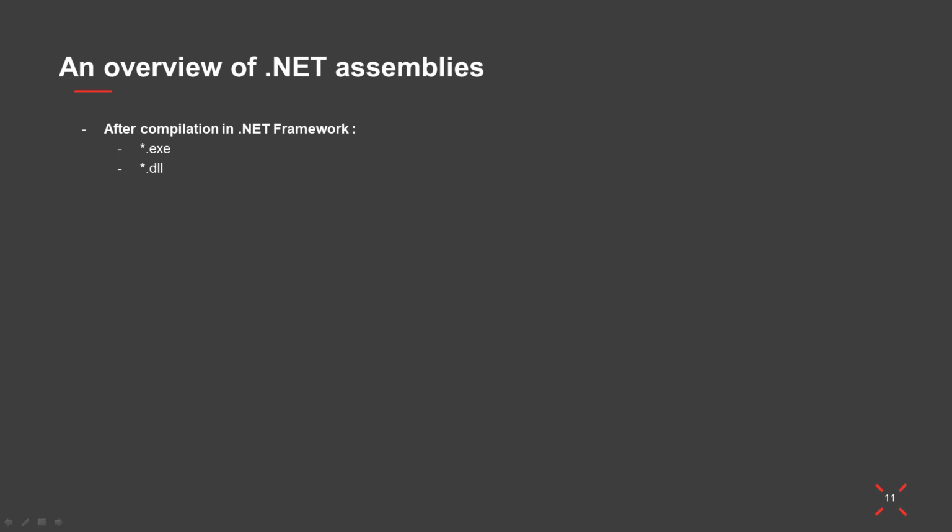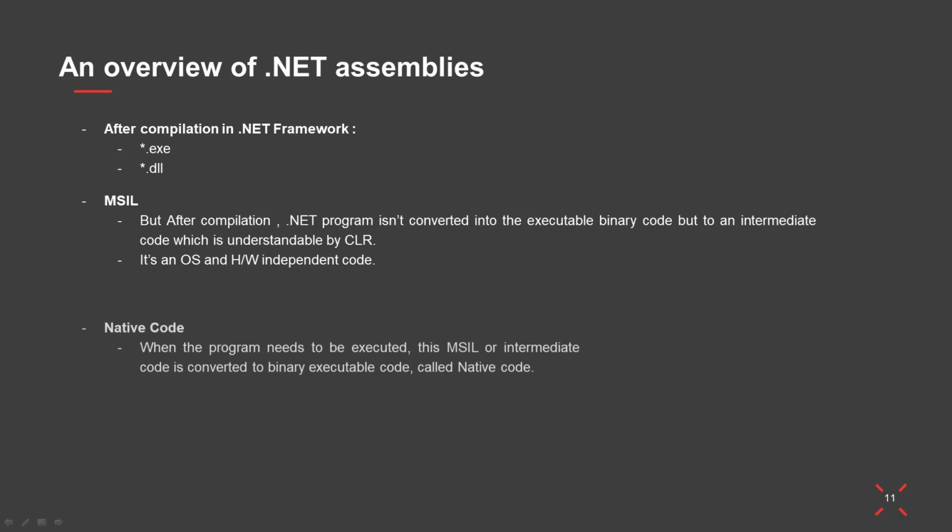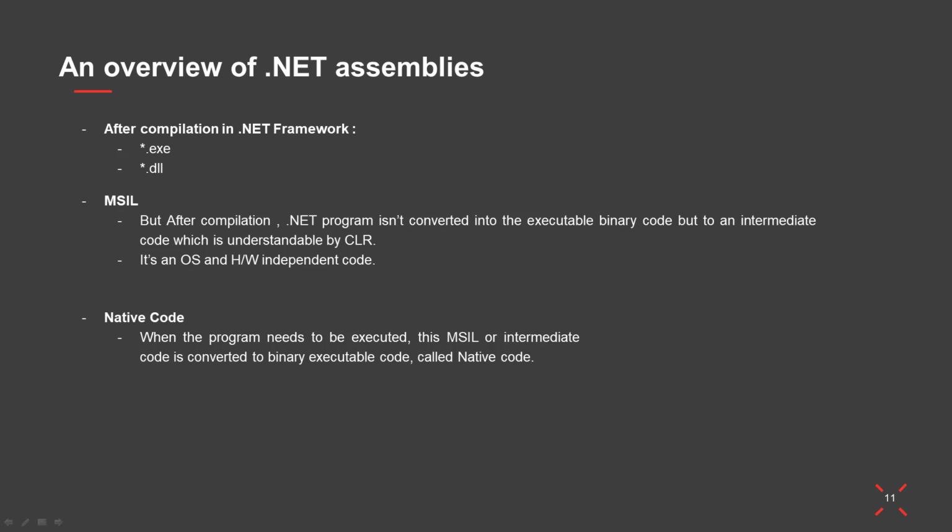So what is MSIL? When we compile our .NET program, it is not converted into executable binary code, but into an intermediate code called MSIL or IL, which is understandable by the CLR. MSIL is OS and hardware independent code. When the program needs to be executed, this MSIL intermediate code is converted to binary executable code called native code.